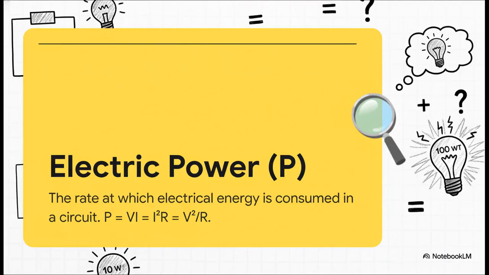Next up is electric power. In simple terms, power is just the rate at which energy is used. So a 100-watt bulb consumes energy faster than a 10-watt bulb, which is why it's brighter. We measure power in watts. Now, you'll see a few different formulas for power. P equals V into I, P equals I squared R, and P equals V squared by R. They are all derived from each other. The one you choose to use in a numerical problem just depends on what information you've been given.